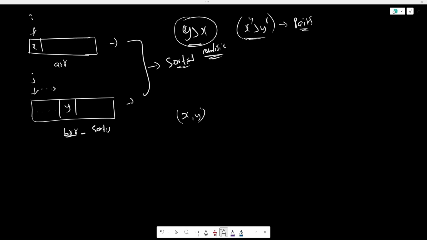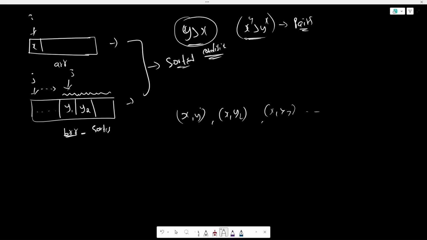So for example, this is y1, this is y2. Obviously y2 is greater than y1. Then I can tell x comma y2 will also form a pair and x comma y3 will also form a pair, and so on. So all the elements to the right of y will form a pair with the x. Why? Because all the elements to the right of the pointer j are greater than the x. That means everything will be forming a pair.